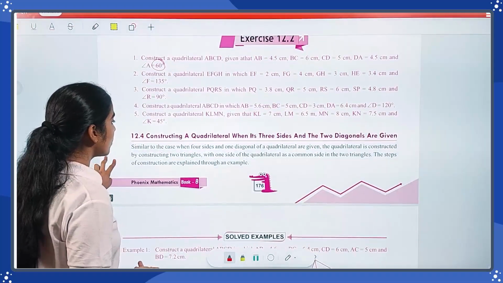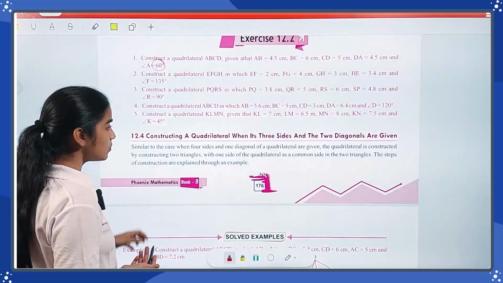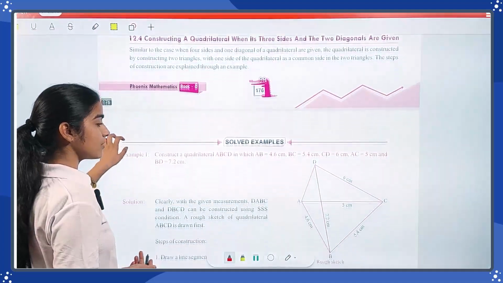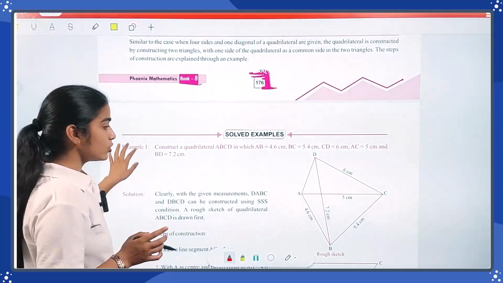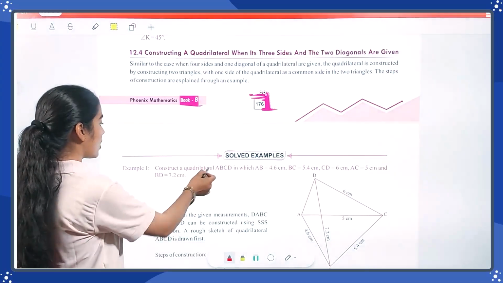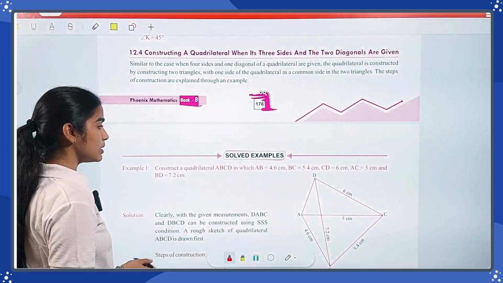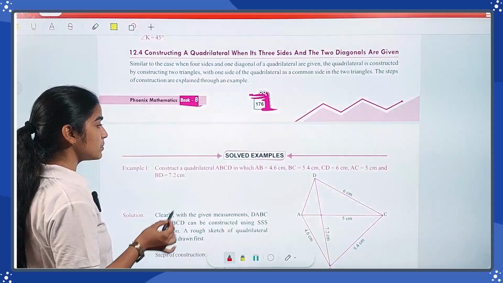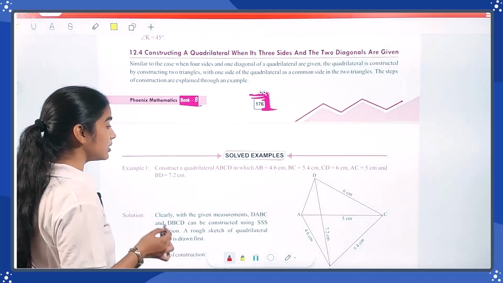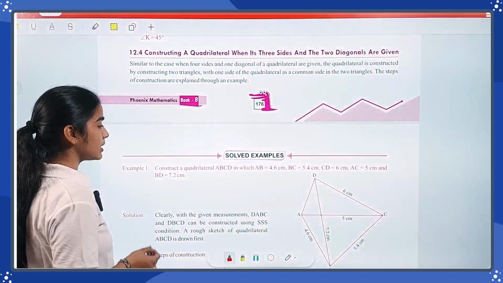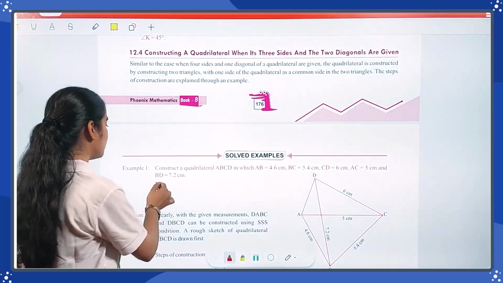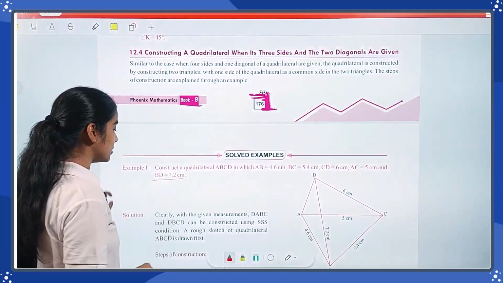Now constructing a quadrilateral when its 3 sides and 2 diagonals are given. In this case, we have 3 sides and 2 diagonals. So construct a quadrilateral ABCD in which AB is equal to 4.6 centimeter, BC is equal to 5.4 centimeter, CD is equal to 6 centimeter and AC is equal to 5 centimeter and BD is equal to 7.2 centimeter.